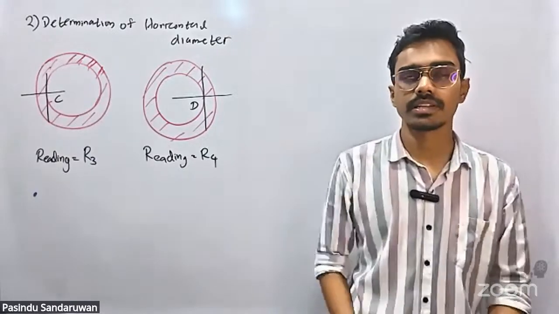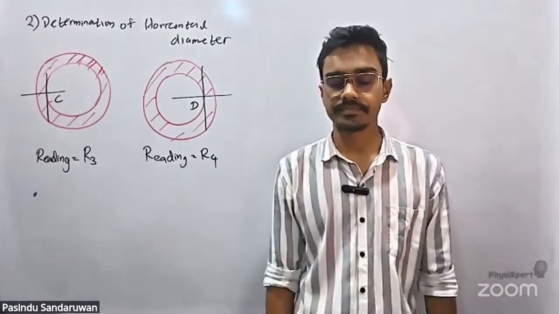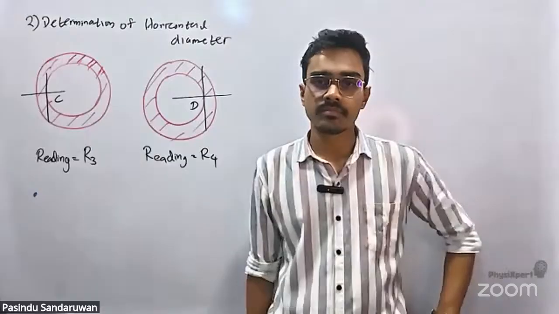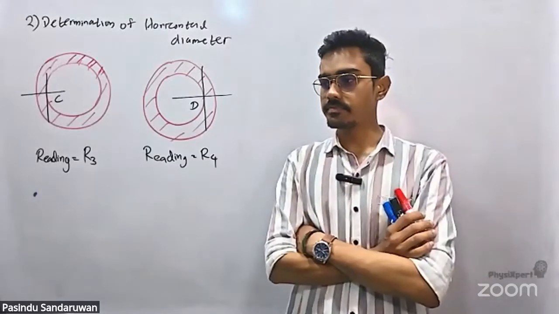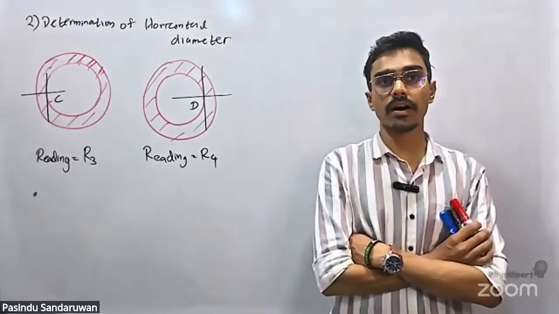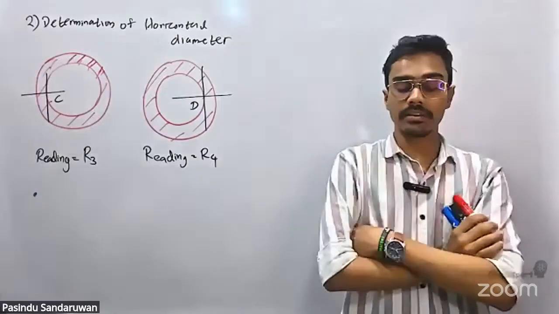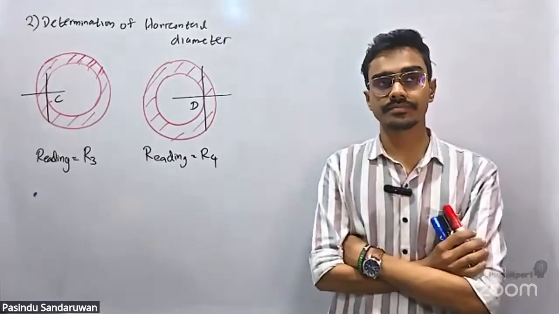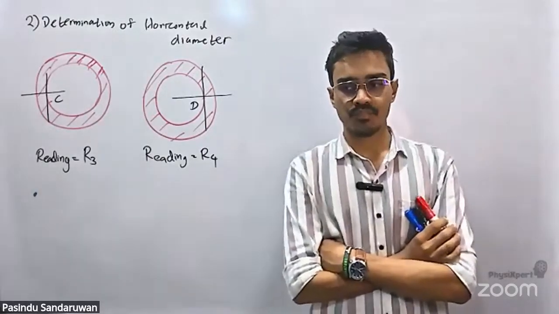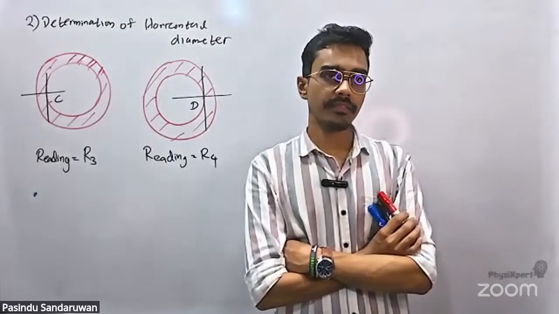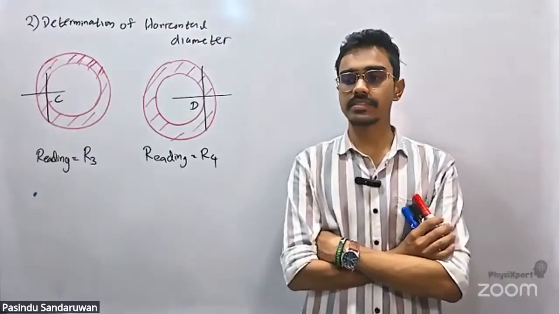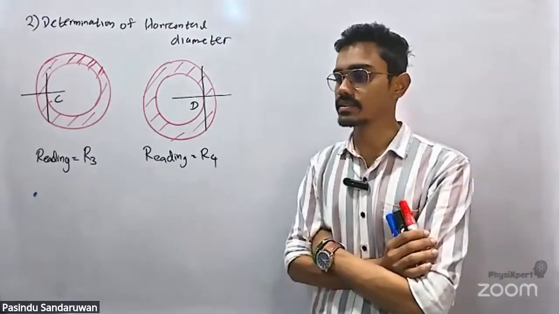Next point. Horizontal diameter is given by the difference between above readings.